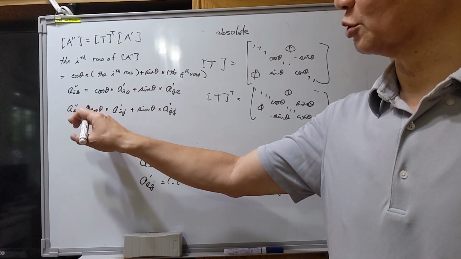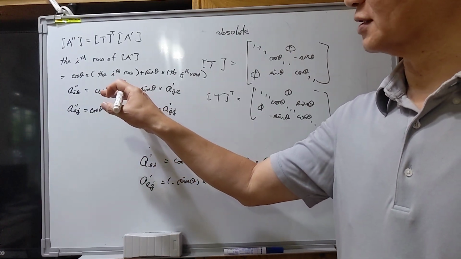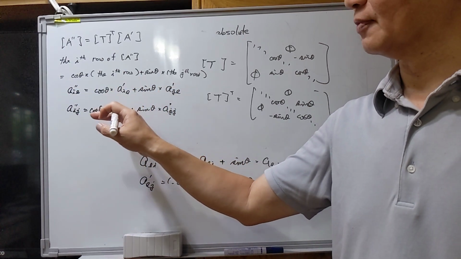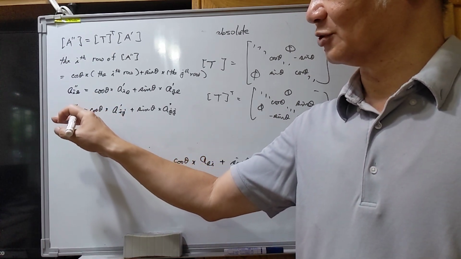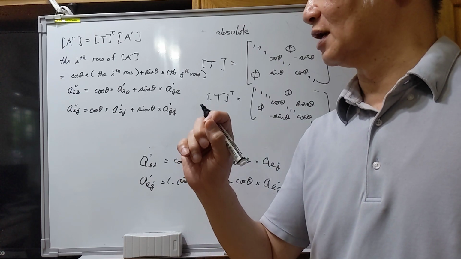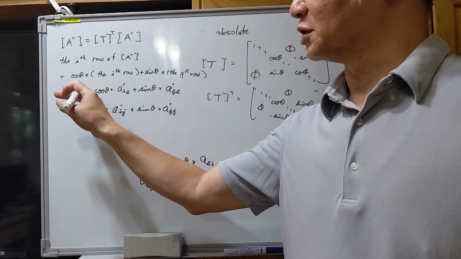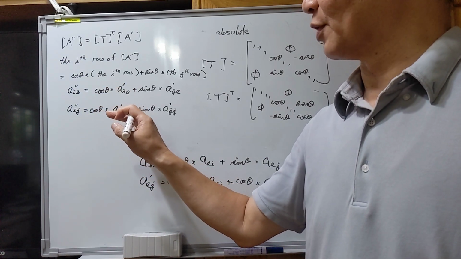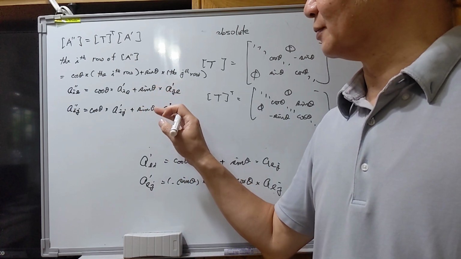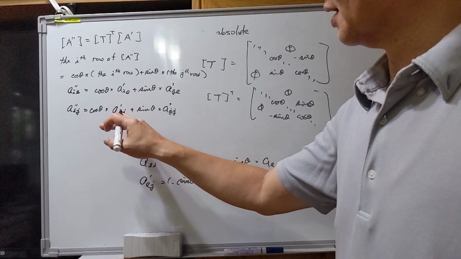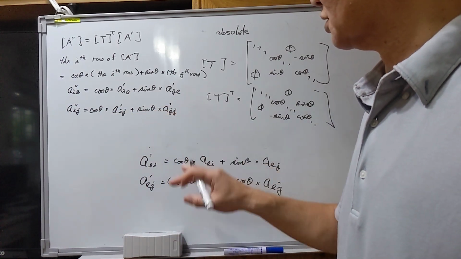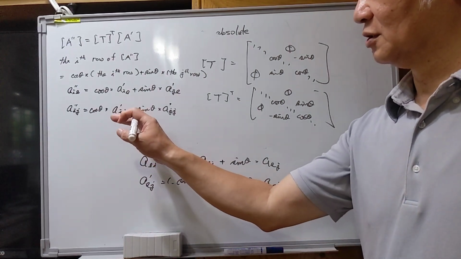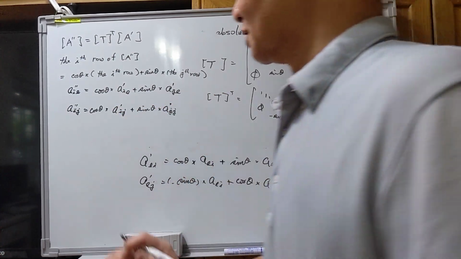So it will be cosine theta times, if we replace the L by J, that's the general formula for the ith row element. But right now, if I would like to get the particular element Aij double prime, I will change the L by the J. So it is cosine theta times Aij prime plus sine theta times Ajj prime. Okay. How can I get the Aij prime and the Ajj prime? Then I can use the second formula.